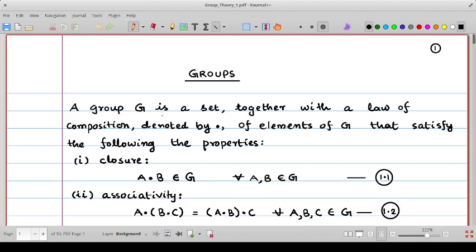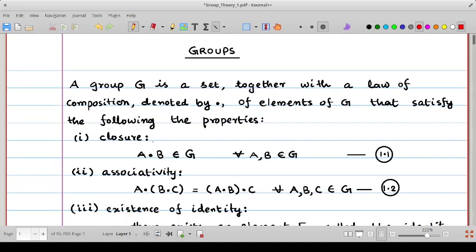Groups. A group G is a set together with a law of composition, which we denote by this dot, that satisfies certain properties. The first property is called the closure property, which means the following. If A and B are two elements of the set G, then the composition of A and B, which we denote as A dot B, is also an element of the set G.